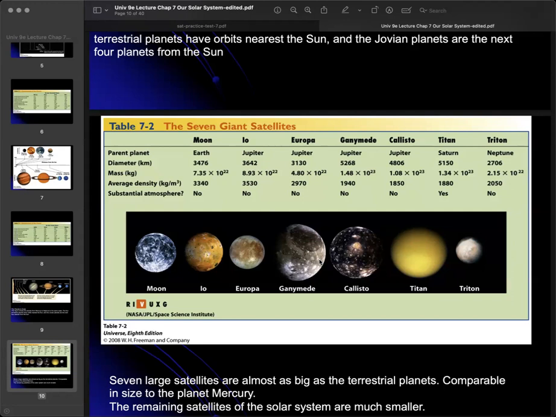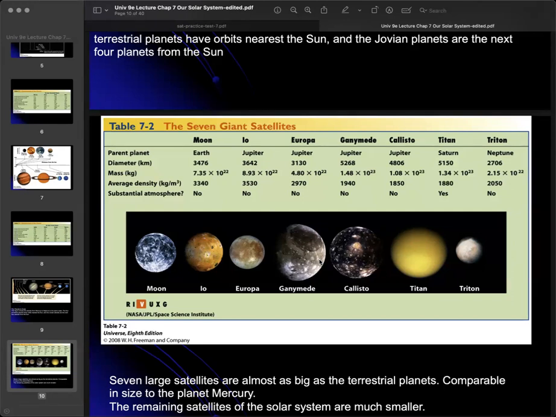It is interesting that the inner planets only have a total of 3 moons. One is the Earth's moon, and Mars has 2 moons, Phobos and Deimos. Mercury and Venus have no moons. However, when it comes to the outer planets, each of them has many, many moons.